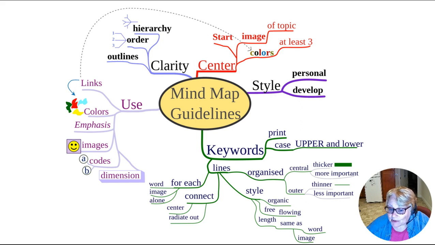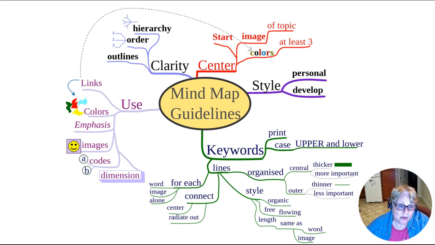Style of mind maps should be pretty organic and they should be free flowing. When you're putting lines in, the line should be the same length as the word or image that you're putting in there. Lines should always connect to the center and they should radiate out. And you should use a line for each word or image, or you can put lines alone out there and you can use lines to connect other things.